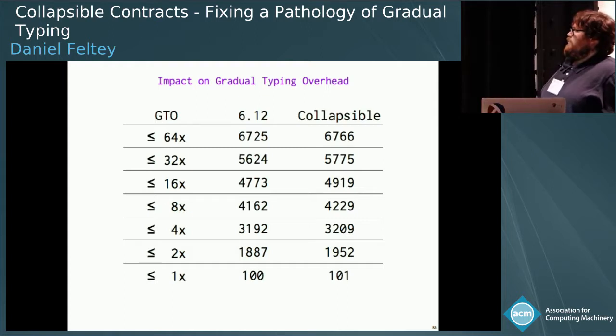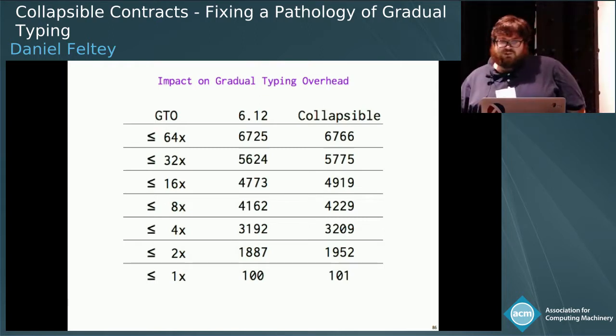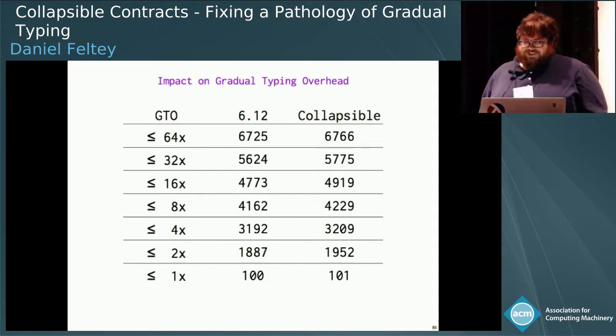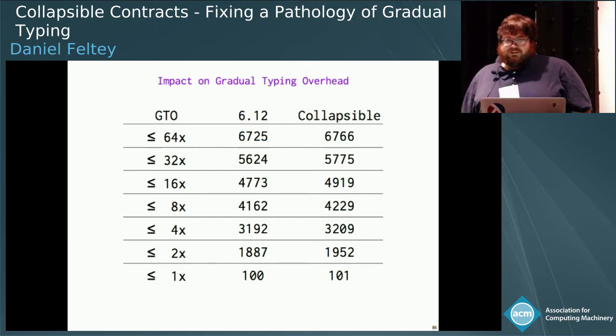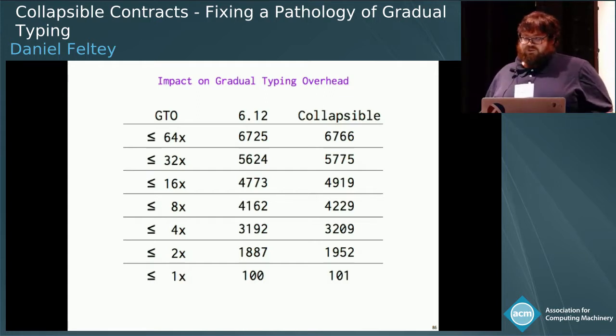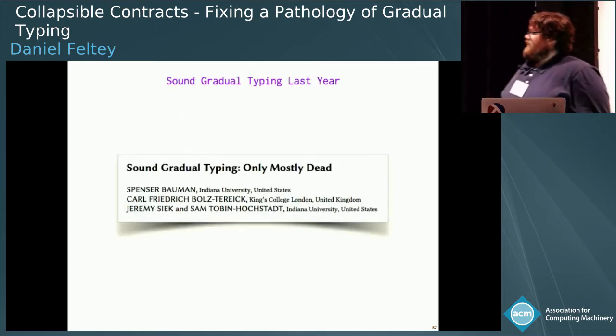Another way to look at these numbers is, here's a table of gradual typing overheads in Racket 6.12 and Racket with collapsible contracts. Ideally, all of these numbers are bigger for collapsible, which they are, but maybe not by quite as much as we would like. I think they're all about 3% higher or less. So there's still a lot of overhead, even with collapsible contracts, but there's slightly less.